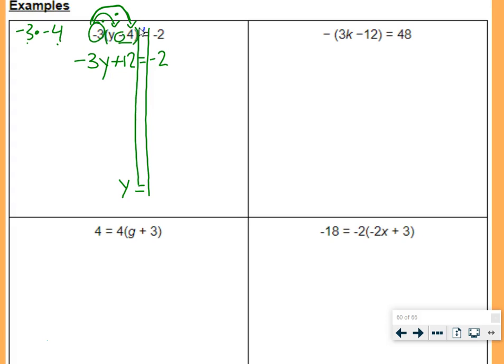Now our next step is to undo addition and subtraction. So we can undo plus 12, because we have a plus, with minus 12 on both sides. 12 minus 12 is nothing. We bring down the -3y equals -2 minus 12 is -14.